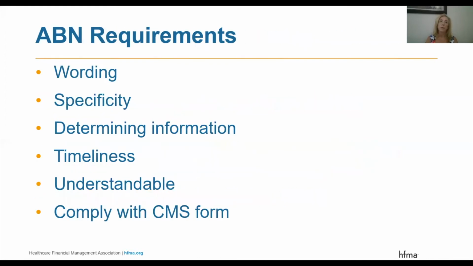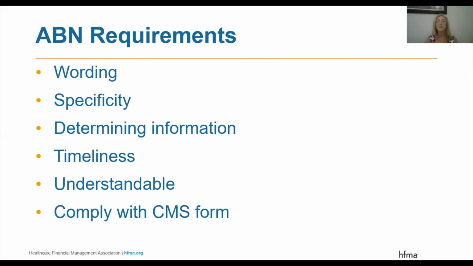ABN requirements. As soon as a provider determines that Medicare most likely will not pay, it must advise the patient that, in the provider's opinion, he or she will be personally responsible for payment. Both the originals and copies of ABNs must meet the following conditions. Type must be easy to read, large enough for the elderly to read. Ink color and paper color must provide a high degree of contrast. Use of highlighting or shading of text should be avoided, and anything handwritten must be legible and readable.